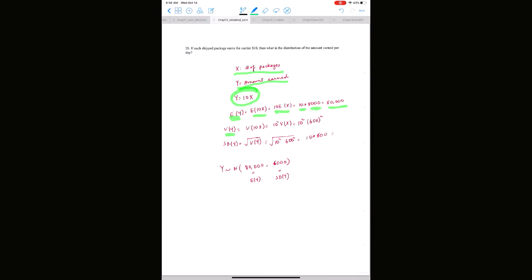What is the variance of y? Variance of 10x is 10 squared times the variance of x, which is 10 squared times 600 squared. What is the standard deviation of y? It is the square root of the variance of y, which is 10 times 600. So the distribution of y is a normal distribution, because it's a linear combination of a normal, with mean 80,000 and standard deviation of 6,000.